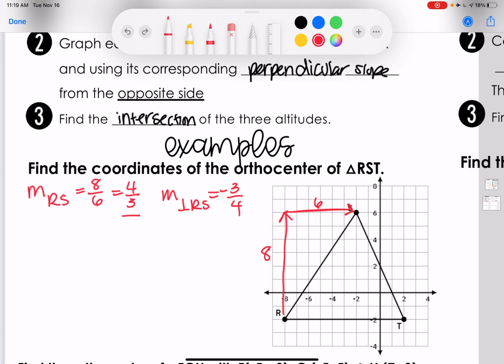I like doing orthocenter all at once. So we're going to find the slope of ST. We're also going to find the slope of RT. So I want you to go ahead and pause your video and find the slopes of the ones in yellow and blue. So of ST and RT. And then find also the perpendicular slopes for it.